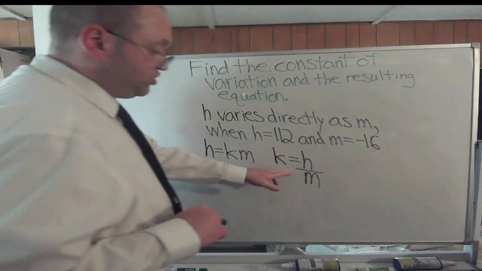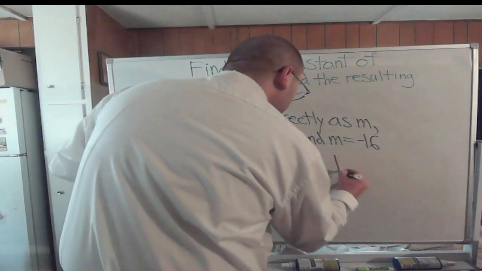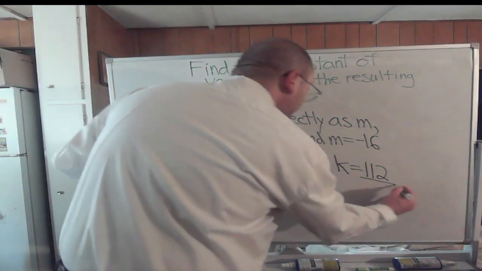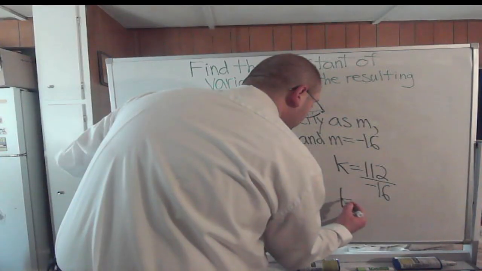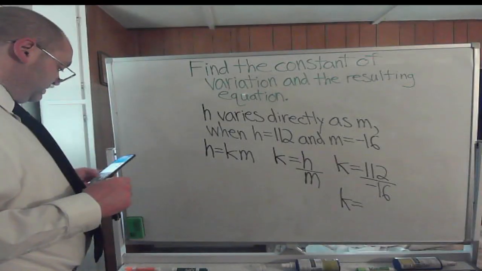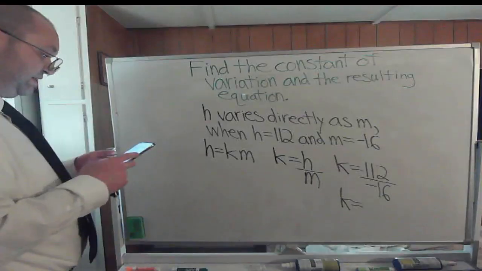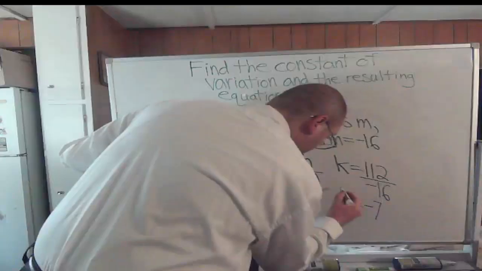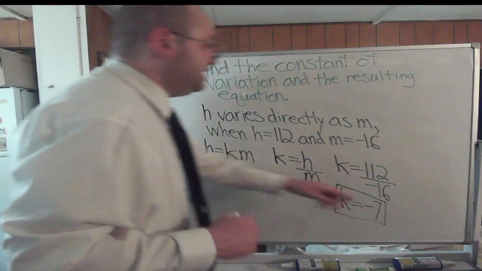Now that we have the equation for the constant of variation, what we need to do now is plug in the values of h and m. So k is equal to the value of h, which is 112, over the value of m, which is -16. And then we'll get a true value here when we do the division. So let's take 112 divided by -16. You get -7. So your constant of variation is going to be -7.